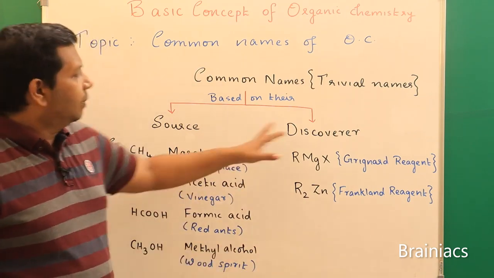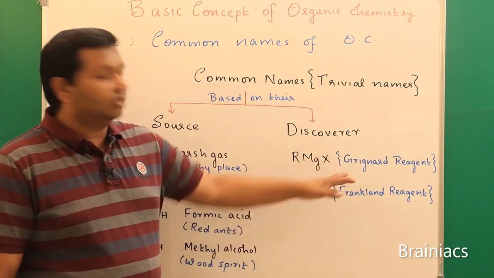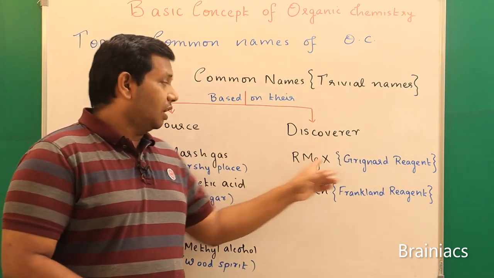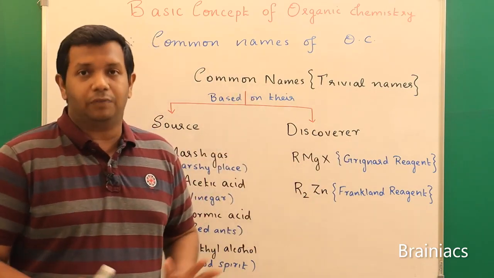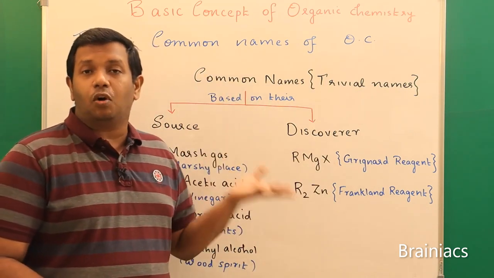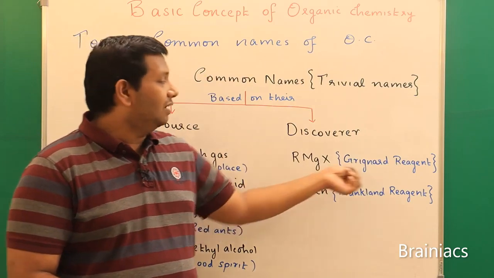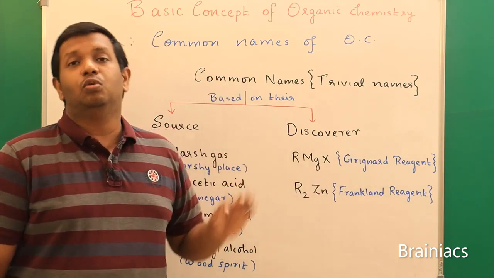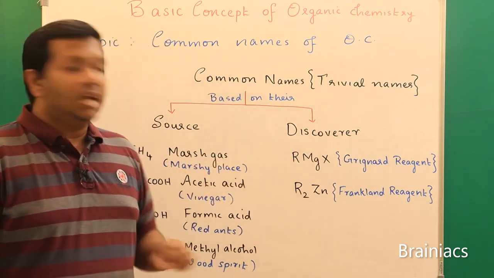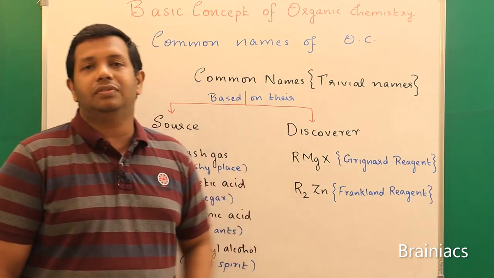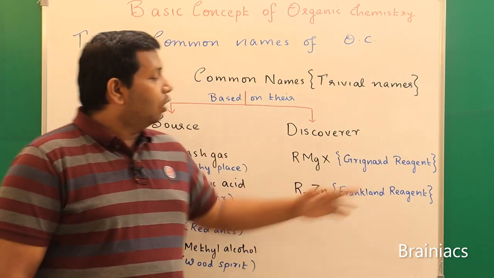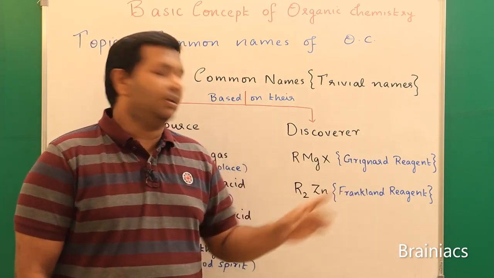Now coming to the discoverer, here I have mentioned the two important reagents which are named after their discoverers. The first one is RMgX. R stands for any alkyl group, Mg is magnesium, and X is a halogen. RMgX is a very important organic compound, known by the discoverer who discovered it. It was Grignard, so the reagent is known as Grignard reagent. The next one is dialkyl zinc, R2Zn. All these things we will learn in the upcoming chapters. This is called Frankland reagent, since it was discovered by Frankland.